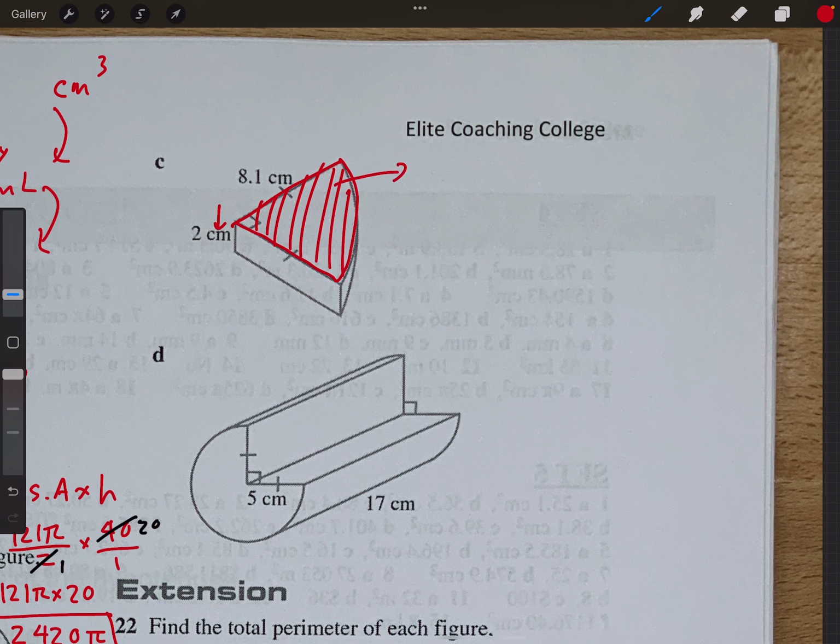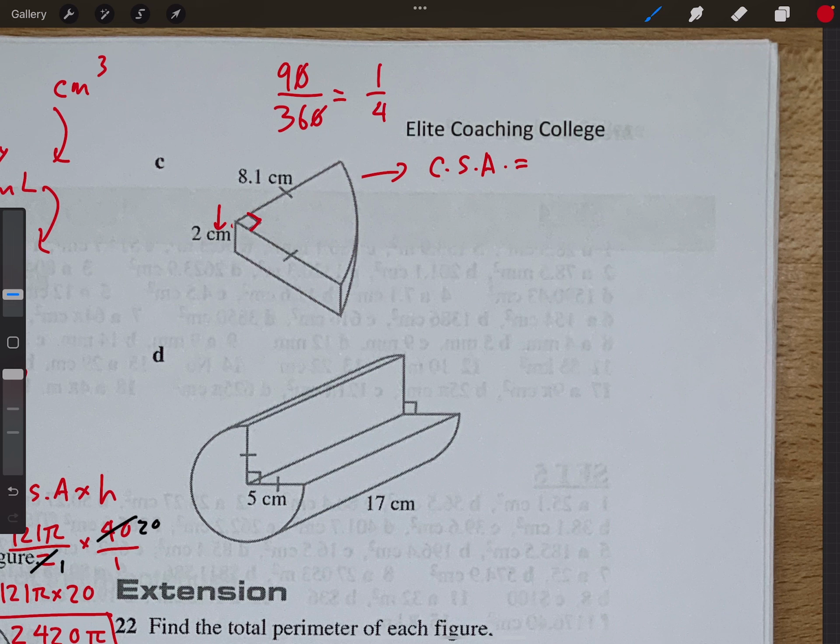So the cross-section area is equal to, now this is a quarter circle. How do I know it's a quarter circle? Because this is 90 degrees. 90 over 360 is 1 over 4, 1/4. We have the radius, which is 8.1, so the cross-section area is going to equal pi r squared divided by 4, quarter circle. So that's equal to pi times 8.1 squared, divided by 4.